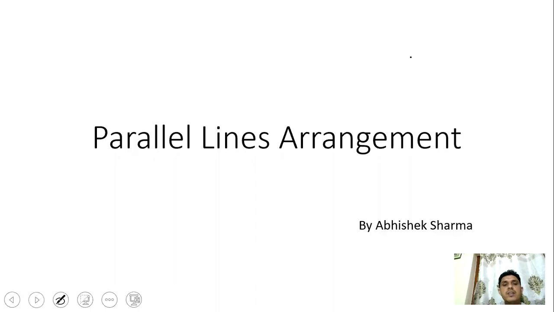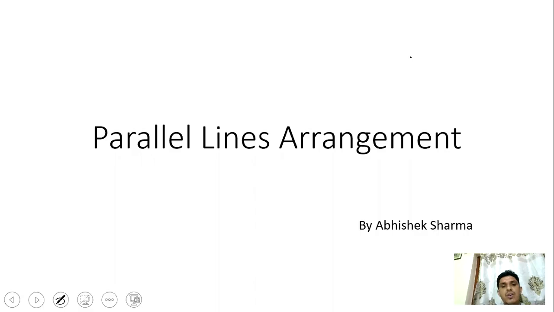Today I am going to discuss the topic of reasoning, and the name of the topic is parallel line arrangement. So this is the topic under sitting arrangement. Before this we have already gone through linear sitting arrangement, and if we add some more concepts to the linear sitting arrangement, the topic is parallel lines arrangement.